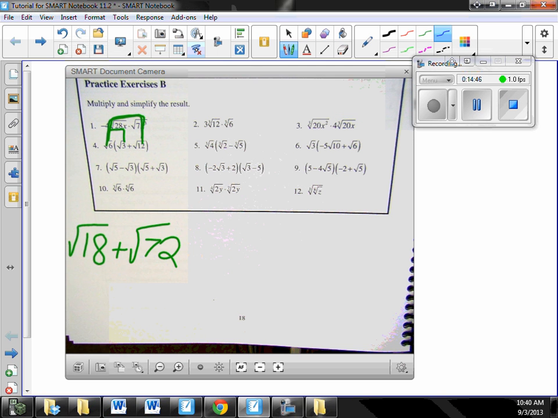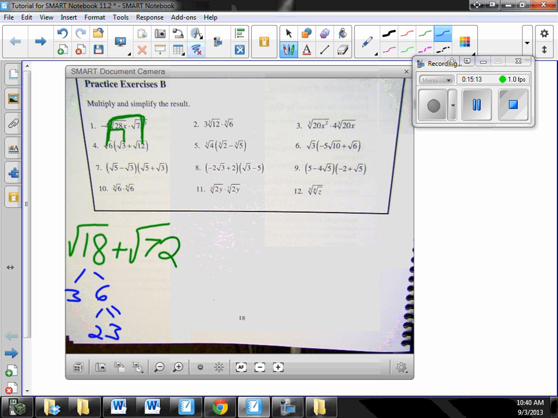Now I need to simplify them to see if I can add them together. So I'm going to factor the 18: 3 and 6, 2 and 3. What am I looking for? How do I know it's pairs and not triples or quadruples? It's a square root. Square roots mean look for pairs. Third roots mean look for triples.